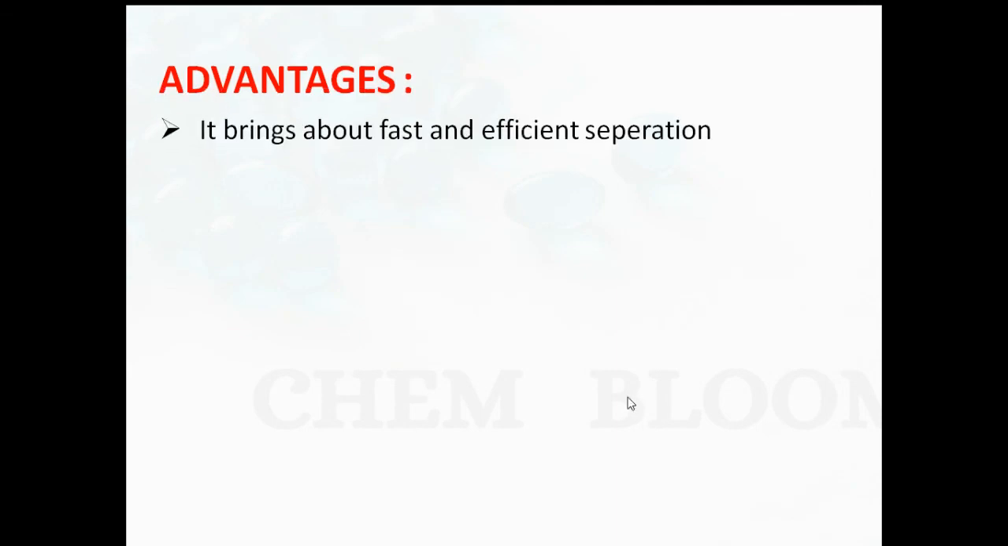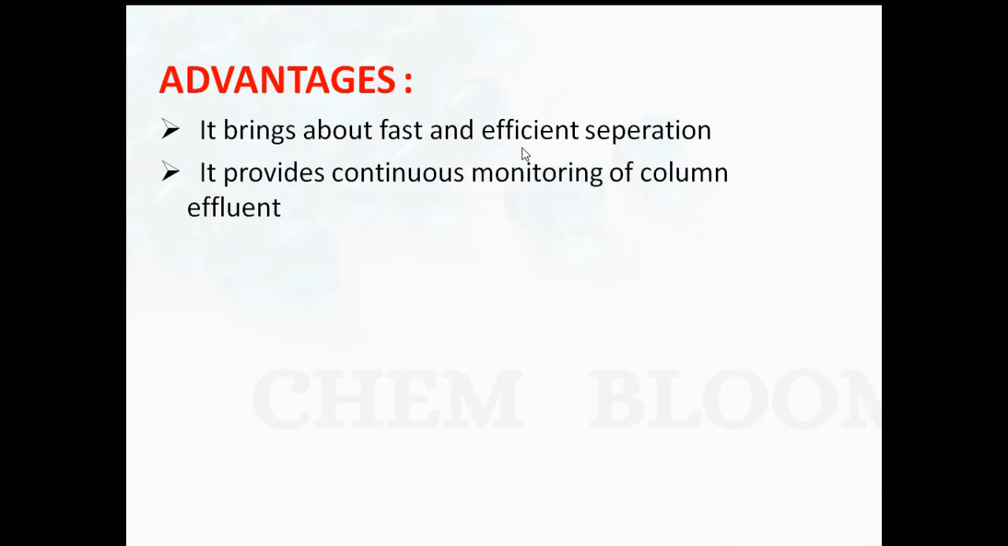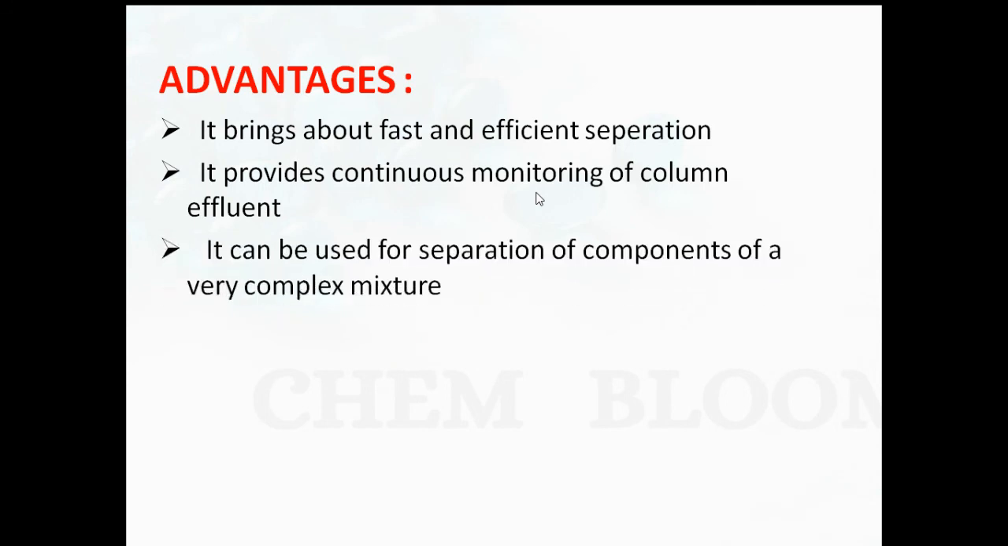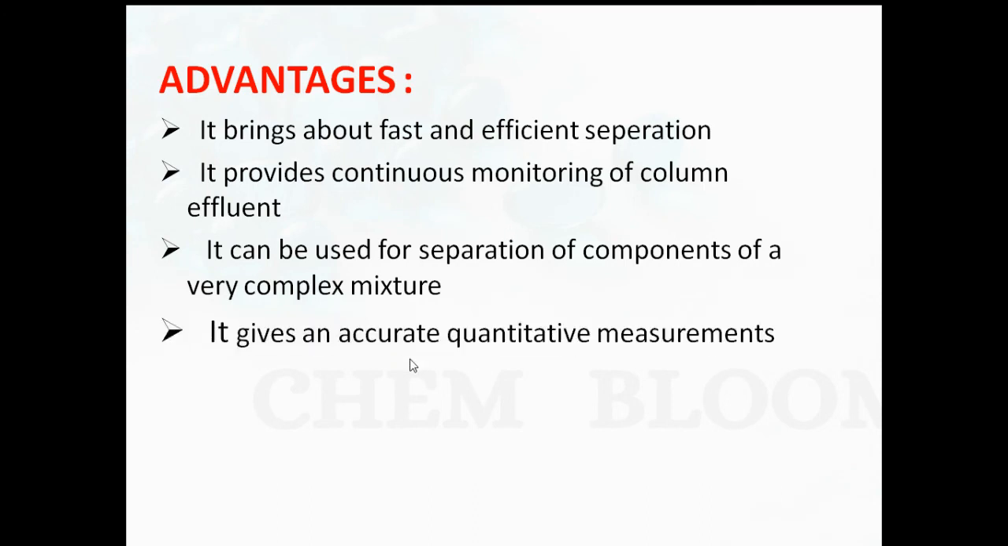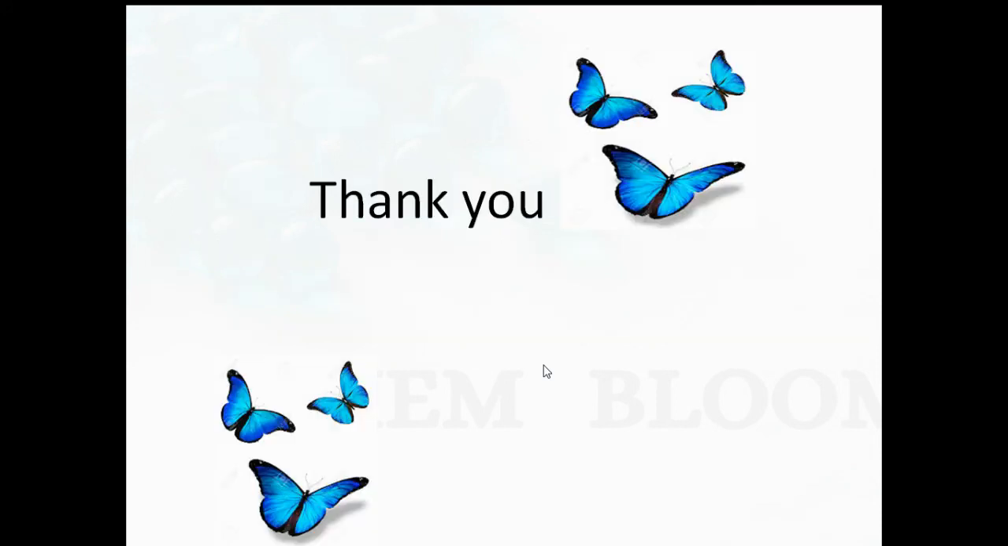And the advantages: it brings about fast and efficient separation. Among all the other techniques that we have studied, that is TLC, column, and paper, this technique is very fast and it is also efficient. The results are very accurate. It provides continuous monitoring of column effluent, so each and every component can be monitored. The separation of components can be done even for a very complex mixture, and it gives accurate quantitative measurements. So these are the advantages of using HPLC.